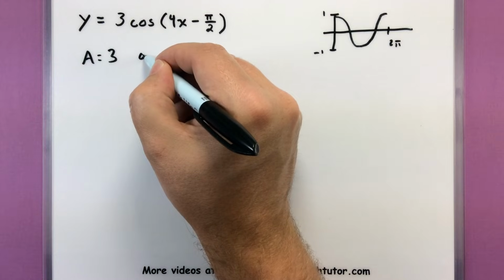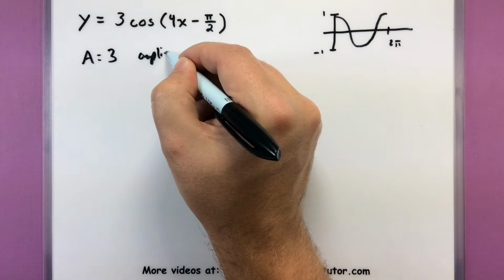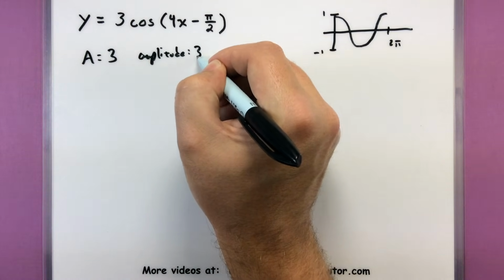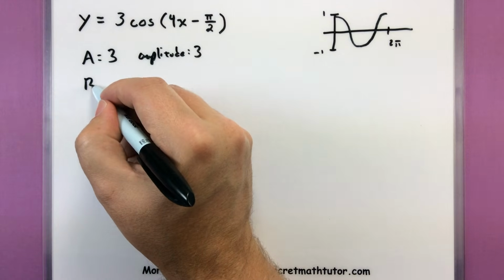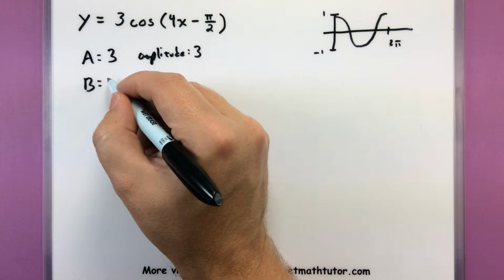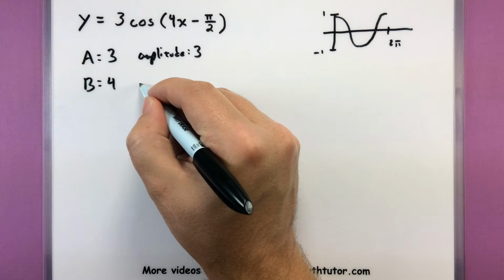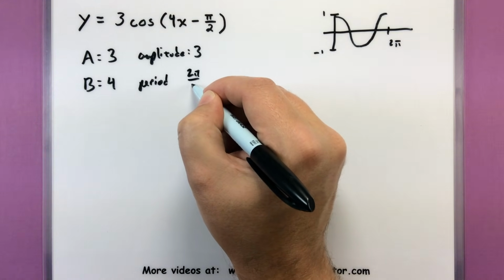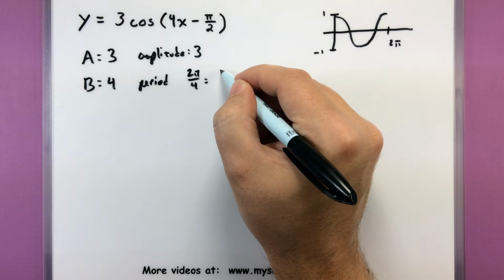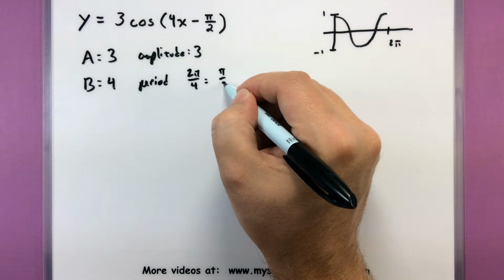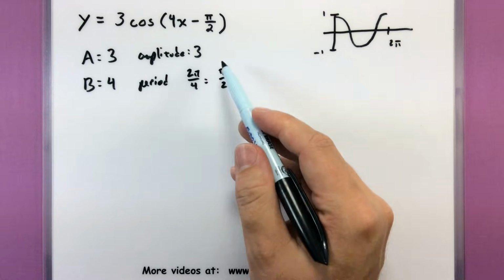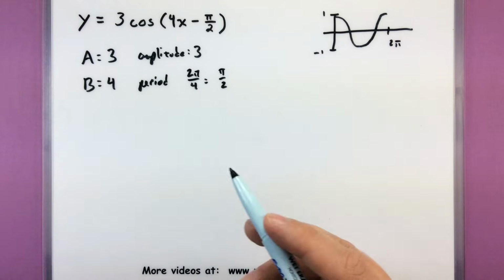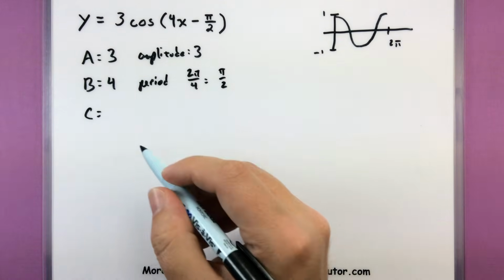A is equal to 3, so that's our amplitude, 3. We have a number in front of x, this is 4, so we're going to use that to find our period. 2 pi divided by the absolute value of 4, or in this case just pi over 2. So it'll make 1 complete cycle in pi over 2. Okay, that's looking fine.